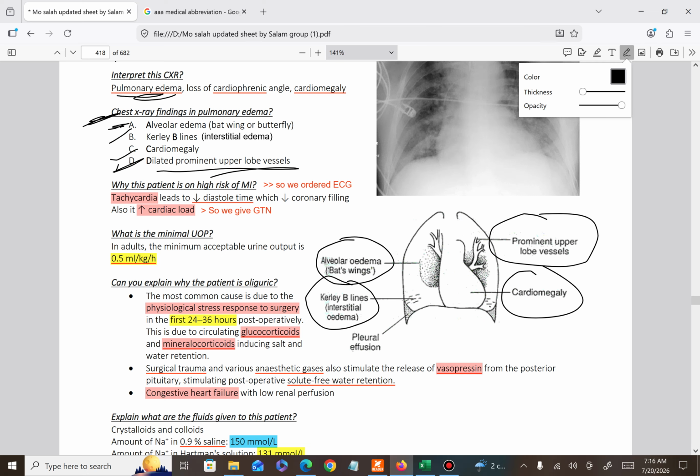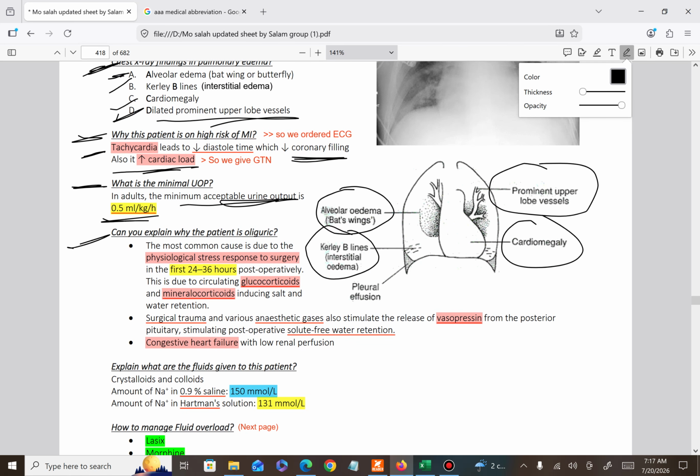Then the next question is, why is this patient at high risk of MI? So as there is tachycardia, which leads to decreased diastolic time, which decreases the coronary filling, it also increases the cardiac load. So that's why the patient has high risk of MI. There is decreased coronary blood flow due to tachycardia, due to decreased diastolic time. What is minimal urine output? In adults, the minimum acceptable urine output is 0.5 ml per kg per hour.